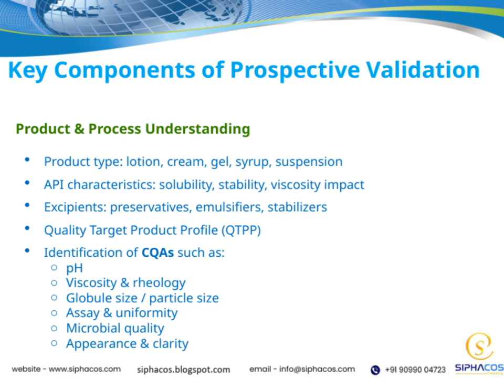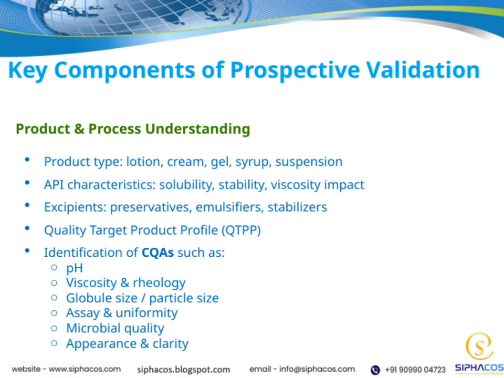It defines what we aim to achieve in terms of safety, efficacy, and quality attributes. From there, we identify critical quality attributes, or CQAs, which are the essential properties that must be controlled. These include pH, which affects stability and skin compatibility, viscosity and rheology, which influence application and feel, globule size or particle size, especially in suspensions, impacting stability and bioavailability, assay and uniformity to ensure consistent dosing, microbial quality for safety, and appearance and clarity, which affect consumer acceptance.